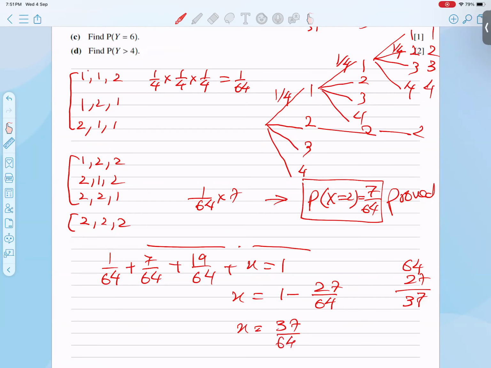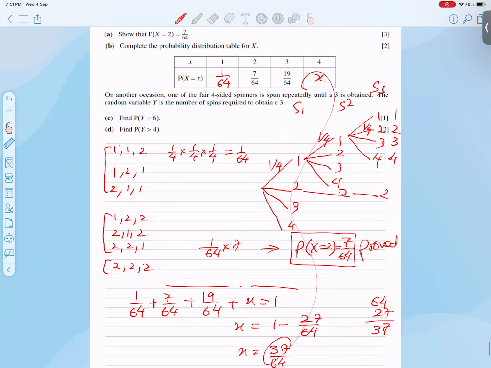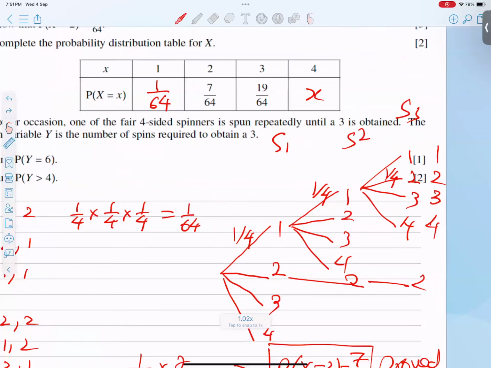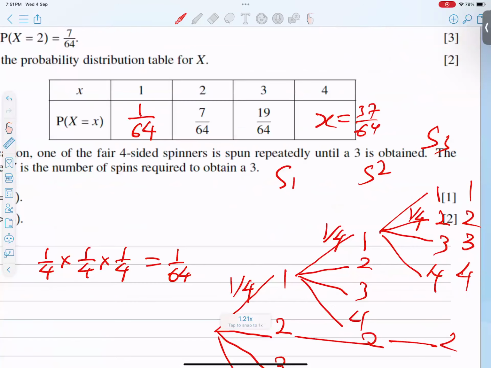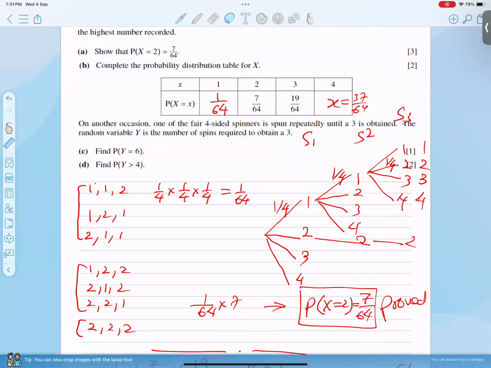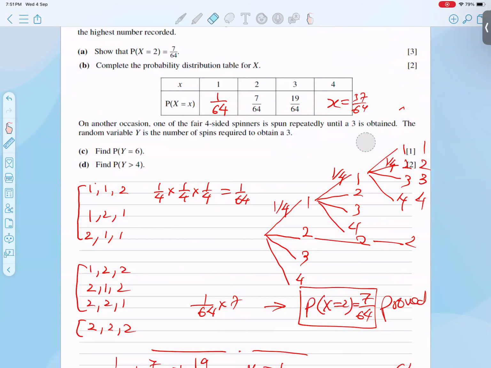So I believe this part is very clear and we have done it. This is the answer, and this empty space I filled and I got 37 over 64. So this is over. I think this diagram is clear, so I am erasing this diagram.